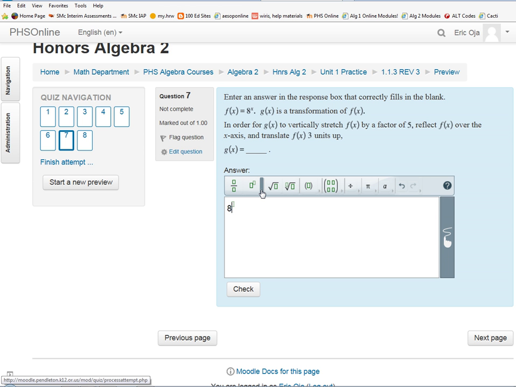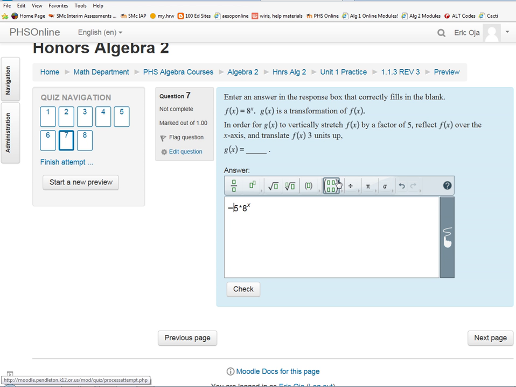Okay, Emma, if I want to vertically stretch this by a factor of 5, what am I going to do? I might not remember this very well. It's either the 5 in front of the 8 or in front of the x. In front of the 8, right? Because if we're vertically stretching it, it goes in front of the whole function. So we're going to do 5 times 8 to the x. And what about reflecting it over the x-axis? I'm going to multiply the whole thing by negative, so it becomes a -5 again.